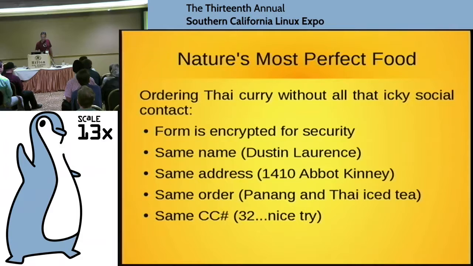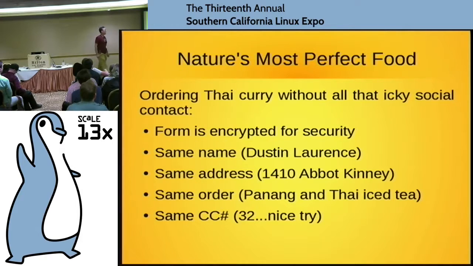So let's talk about nature's most perfect food. I usually telecommute, but when I'm in the office, of course, I eat Thai curry for lunch, because science has proven that, along with coffee, Thai curry is one of the few foods that turns directly to executable code in your stomach. So what else would I eat? It's science, folks. Don't question it.